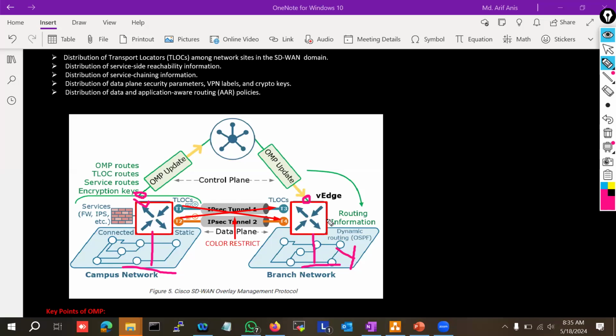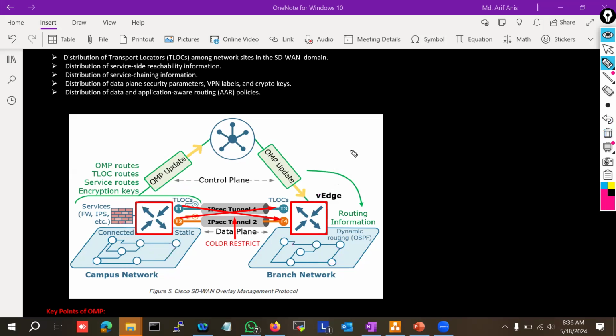So this edge router will tell this edge router, to reach my network, my subnet, your next hop would be my TLOC. Suppose this is TLOC 1, and here this is TLOC 2. Again, if these routers send this subnet, it will use this TLOC as a next hop. So this router will see TLOC 2 as the next hop IP. So what is a TLOC? TLOC is nothing but a combination of system IP, color, and encapsulation, IPsec or GRE, right?